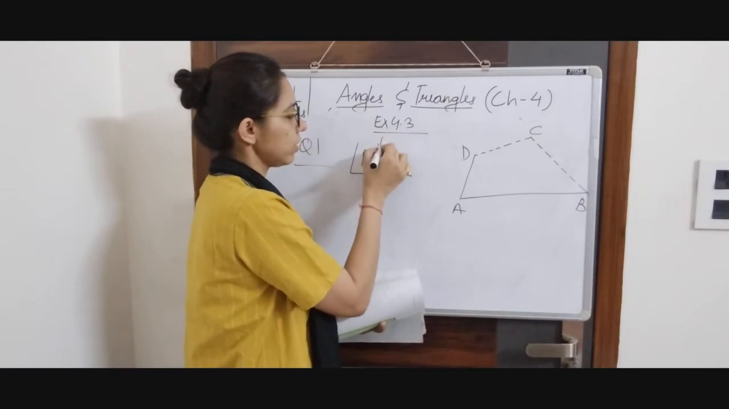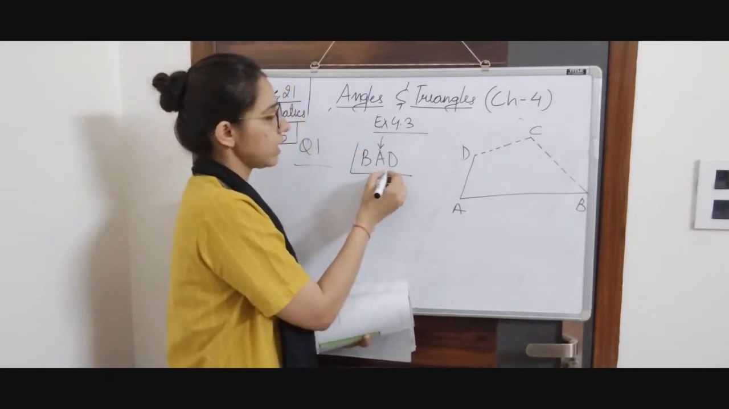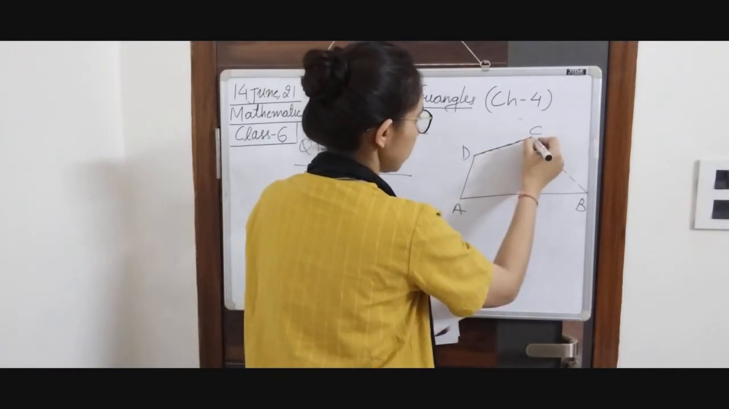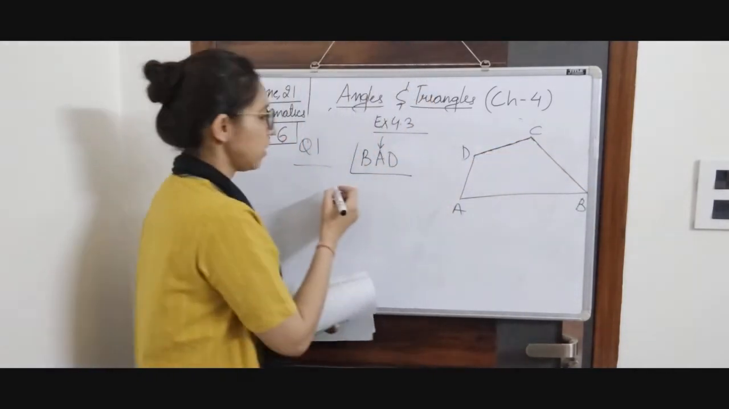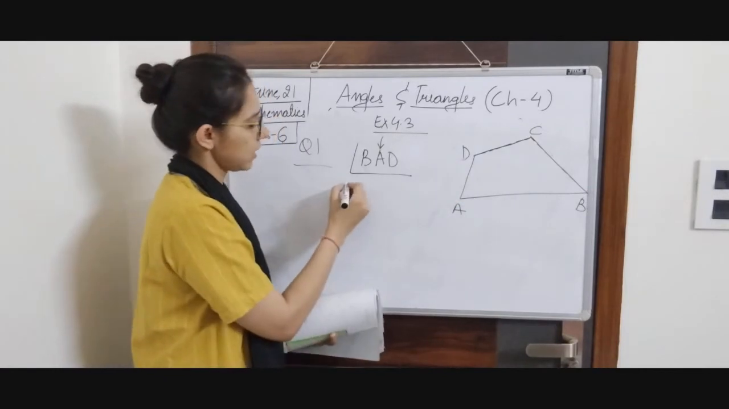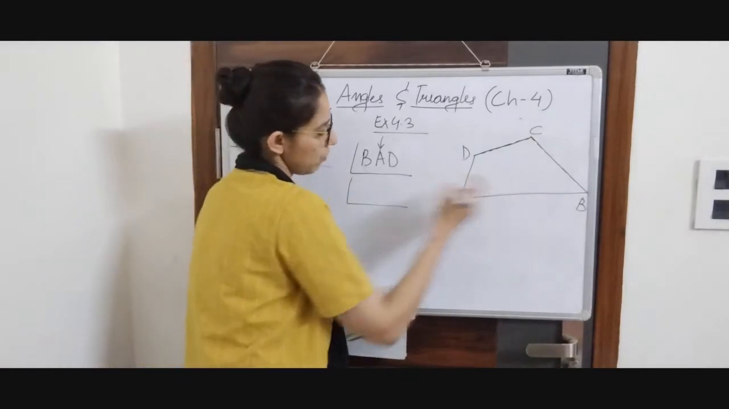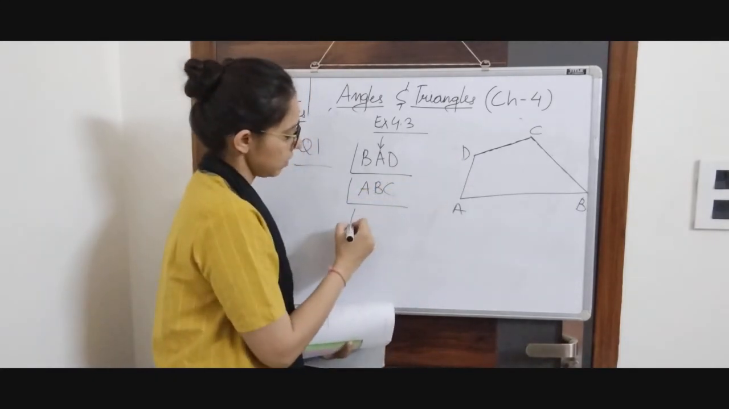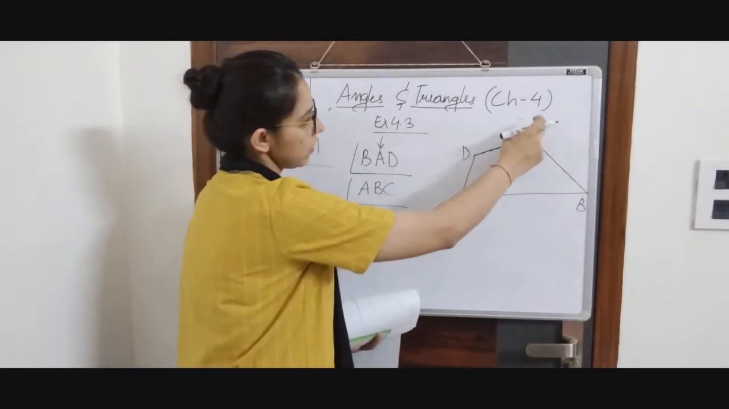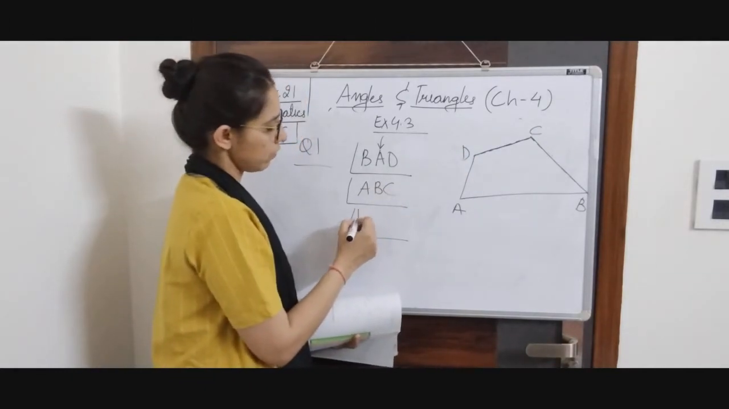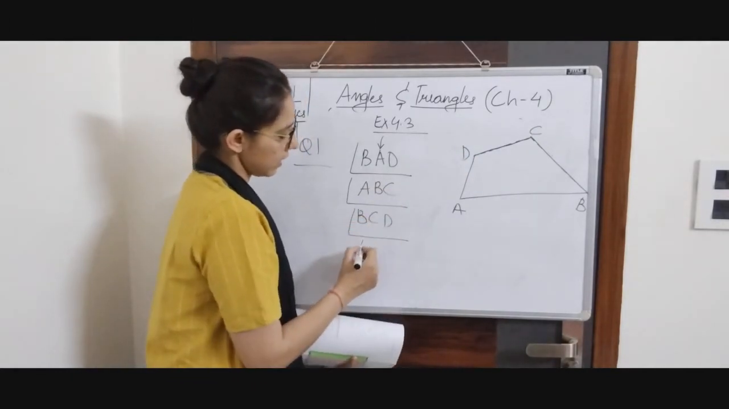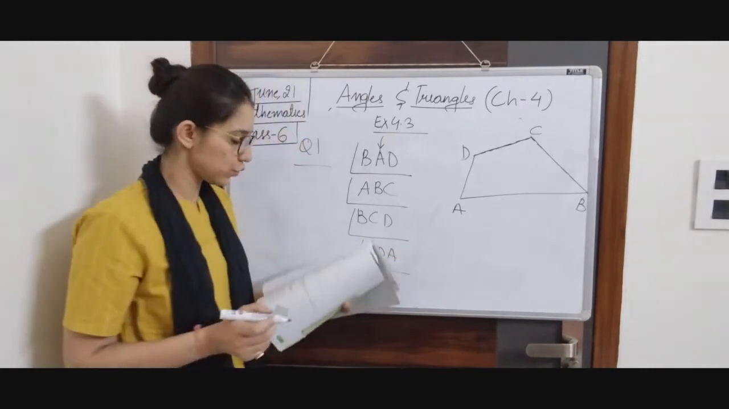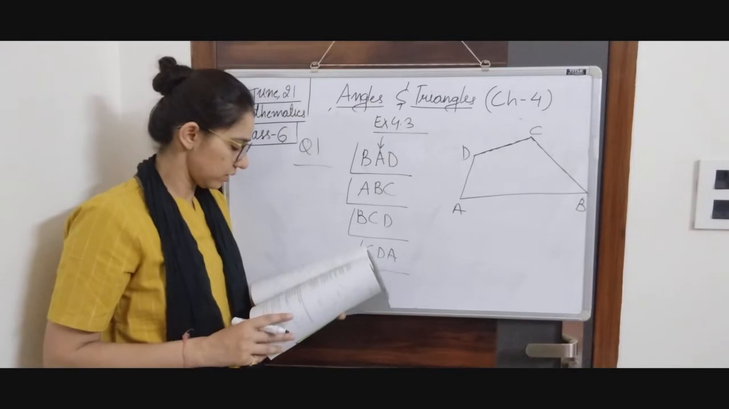A is in between, and the places of B and D can be interchanged. Next we will write the next angle with B as vertex. It will be ABC or CBA, both are the same. Next angle we can write with C as vertex, it will be BCD, and the fourth one will be CDA. This figure has 4 angles, and these are they.